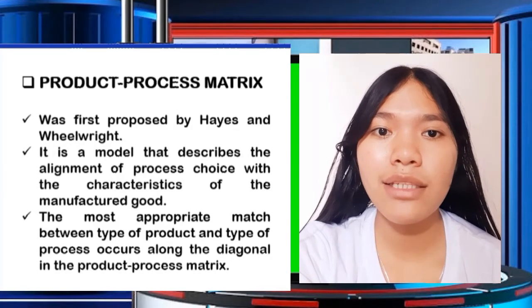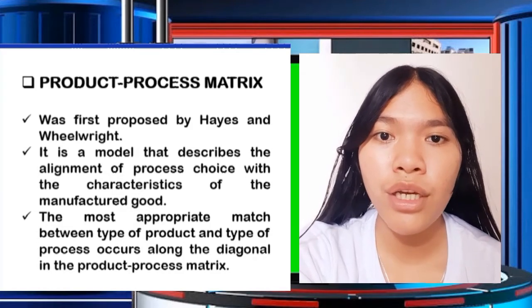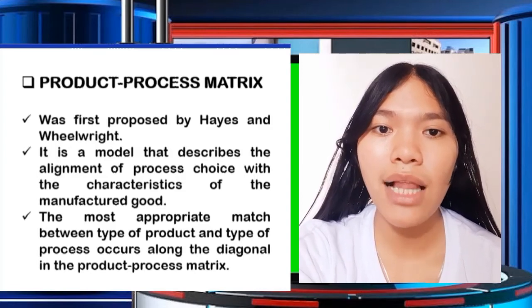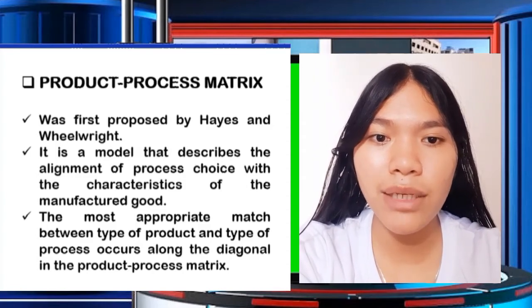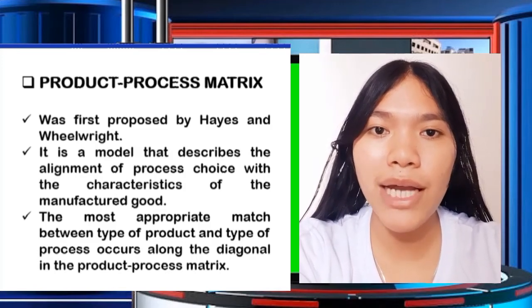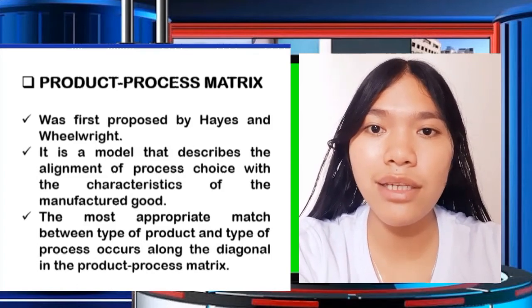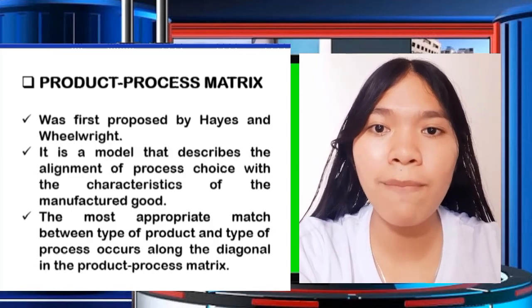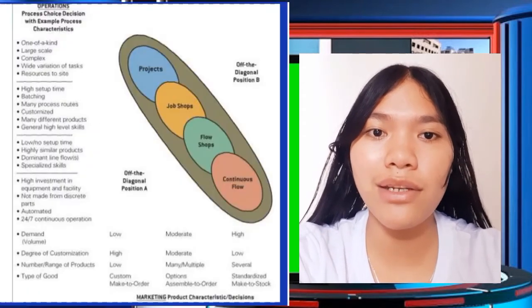So this is a model that describes the alignment of process choice with the characteristics of the manufactured good. So the most appropriate match between type of product and type of process occurs along the diagonal in the product process matrix. As you can see here in this exhibit, this is the product process matrix. As it says here, this model describes the alignment of process choice with the characteristics of the manufactured goods, as you can see here in the diagonal.